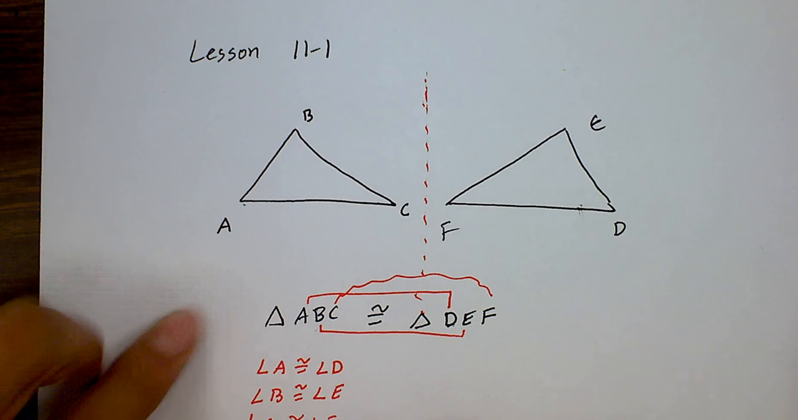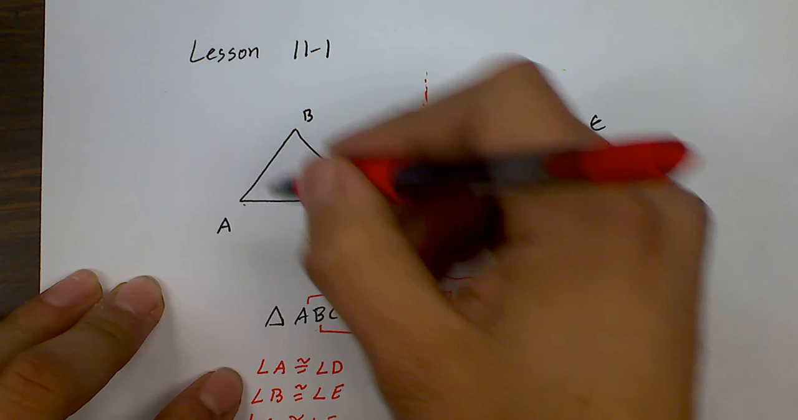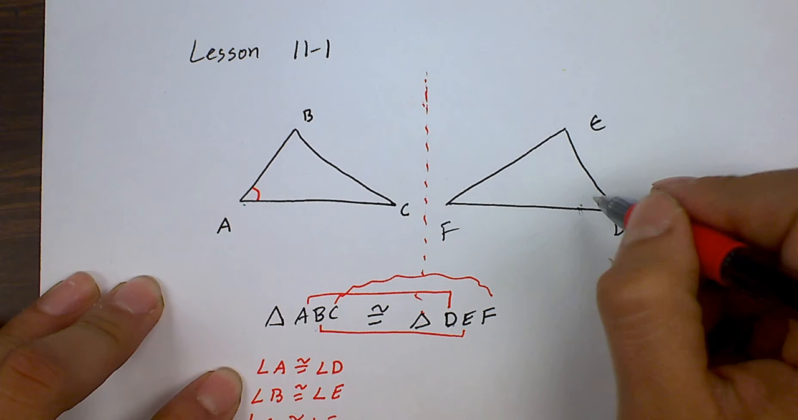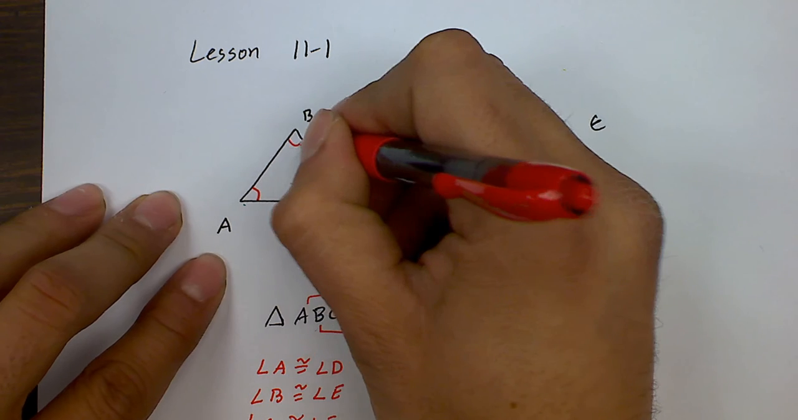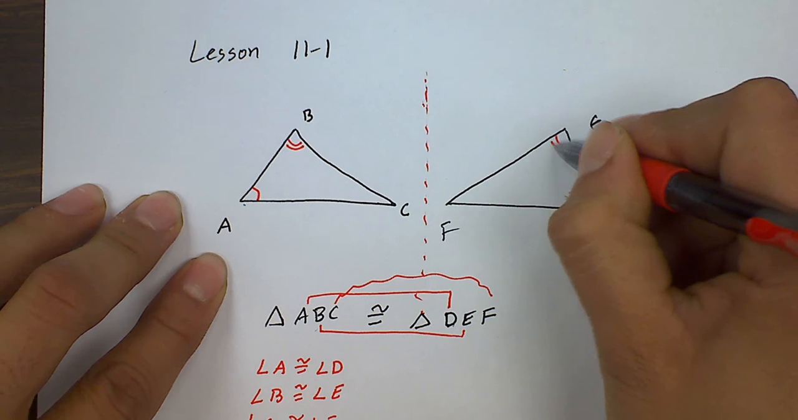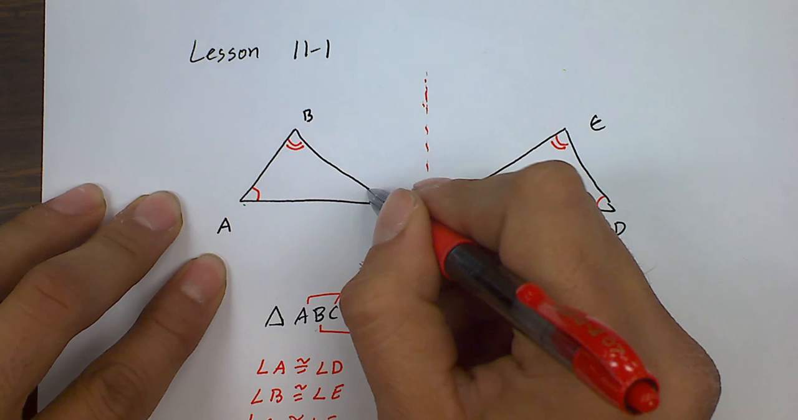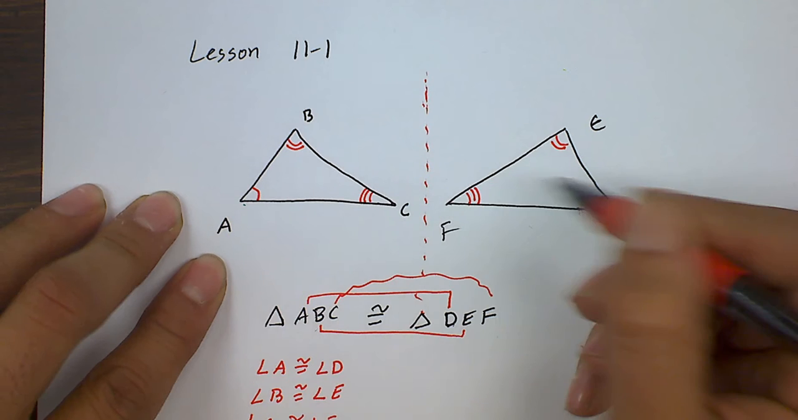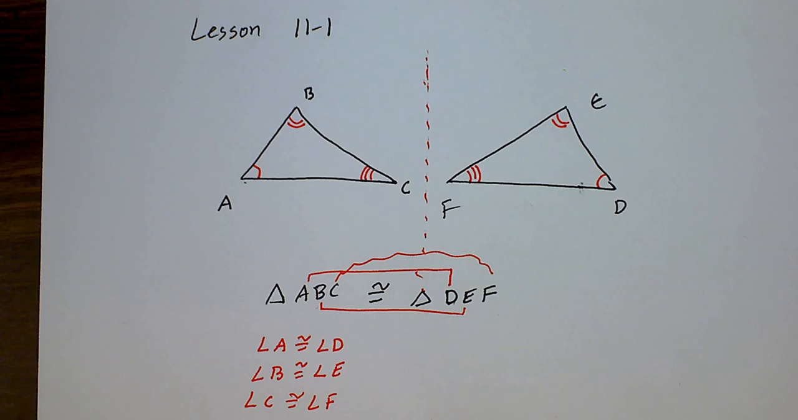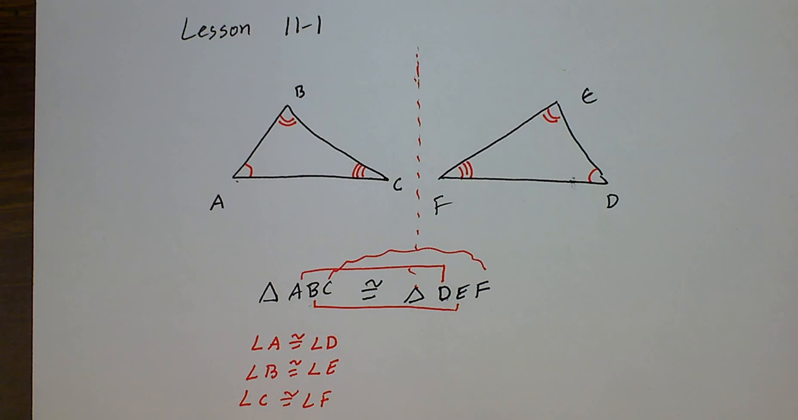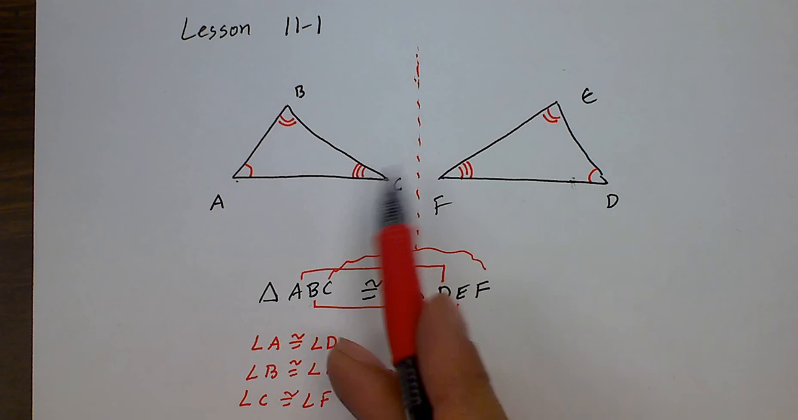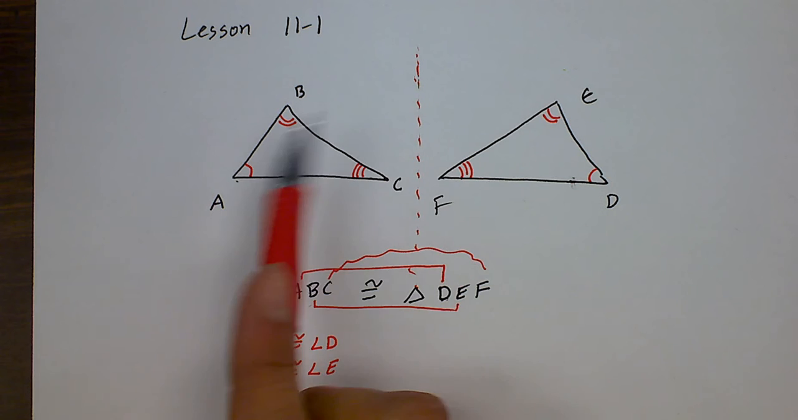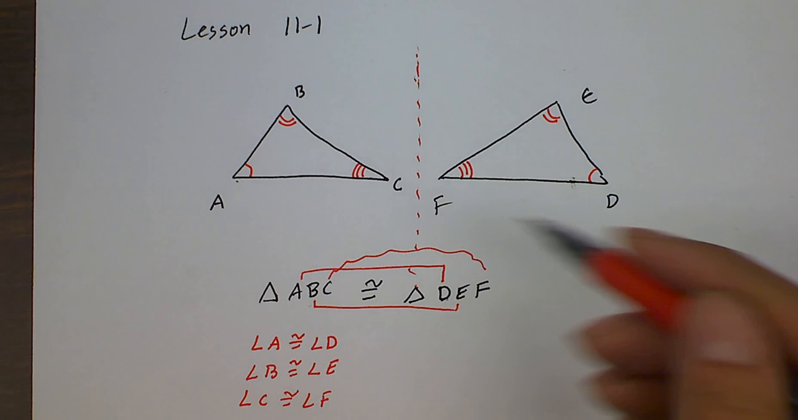Okay, so now we can actually label this. I'm going to use these angle marks right here. 1 for that one, 2 for angle B and angle E, and finally angle C and angle F will get 3. So that's how we know that those angles are congruent. Now, this also works for translations and rotations. After we reflected, we also created congruent segments.